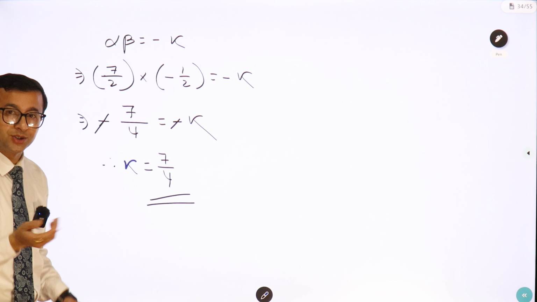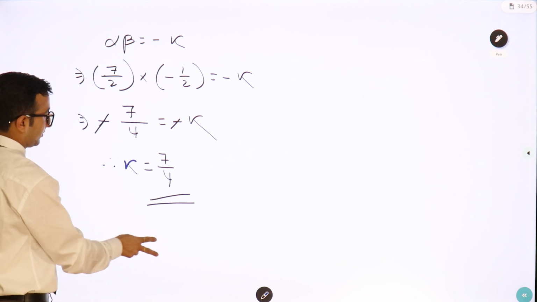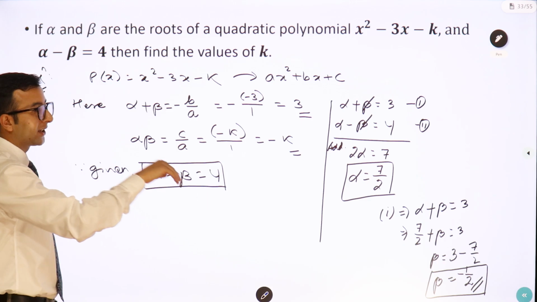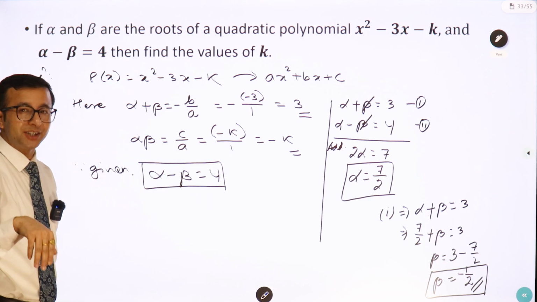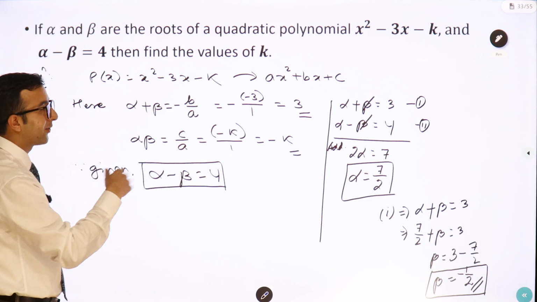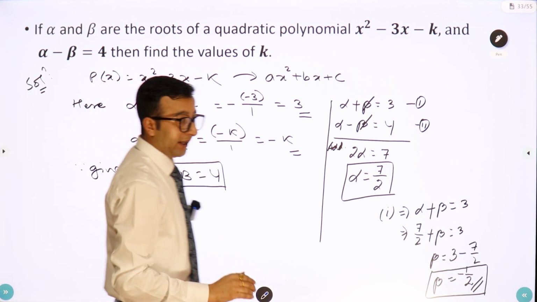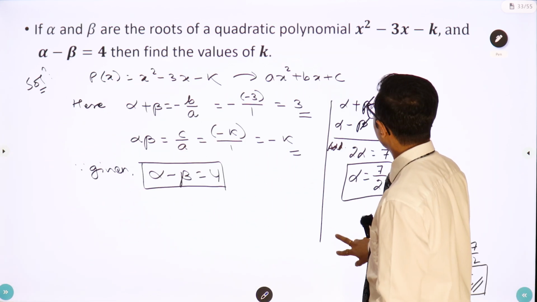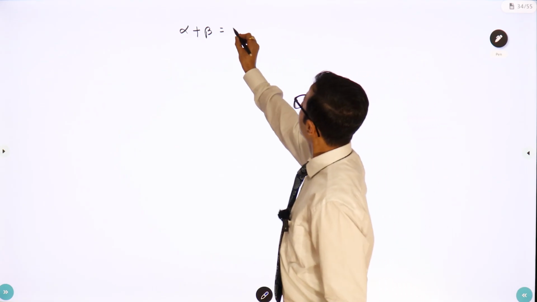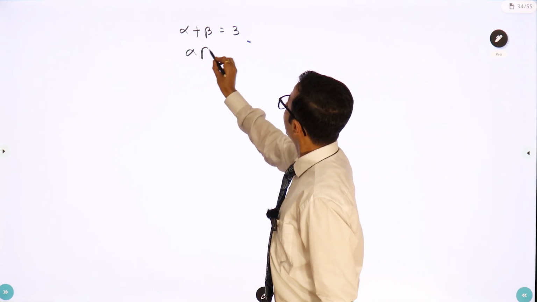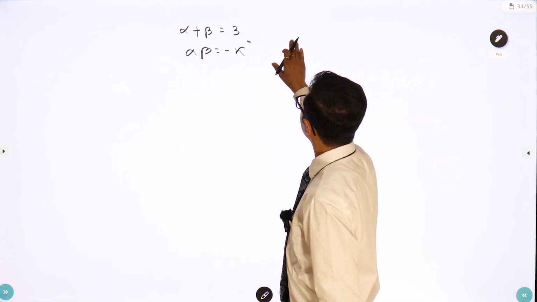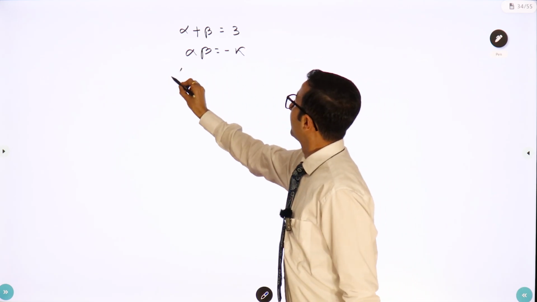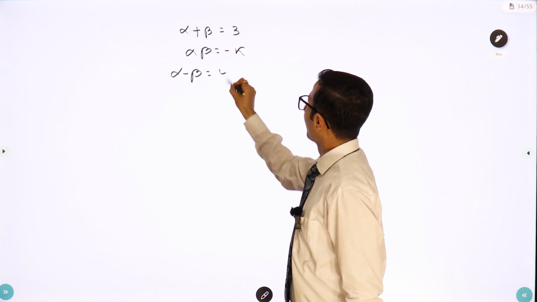So we will use another method. By using the elimination method, we obtained the values of alpha and beta and we got this solution. Next, what we'll do is, here the sum of the roots is 3, the product of the roots is minus k, and the difference of the roots is 4.